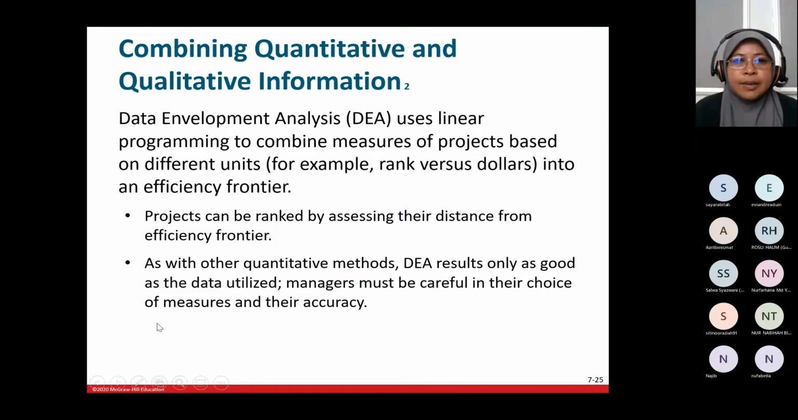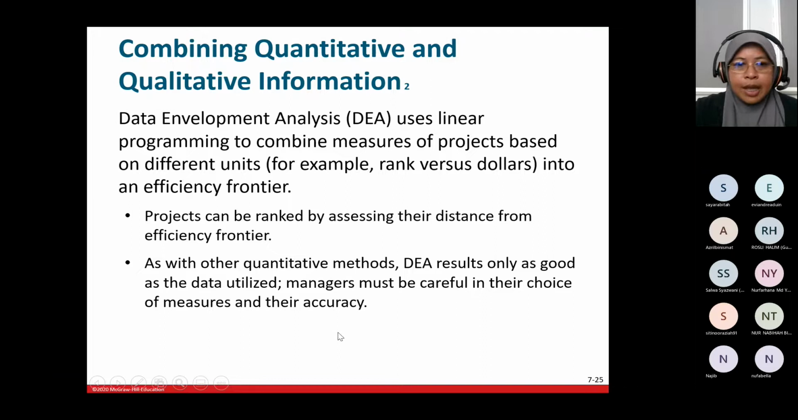So data envelopment analysis, or DEA, uses linear programming to combine measures of projects based on different units, for example rank versus dollar, into an efficiency frontier. So projects can be ranked by assessing their distance from the efficiency frontier. And as with other quantitative methods, DEA results are only as good as the data utilized. Managers must be careful in their choice of measures and their accuracy.